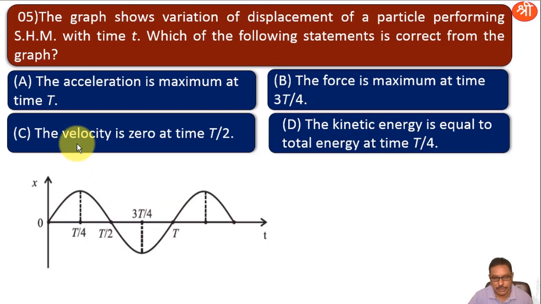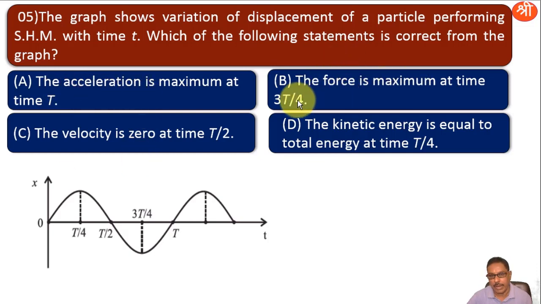We have to find which statement is correct out of these four statements. A: acceleration is maximum at T. We know that acceleration is maximum at extreme position. The extreme positions are T by 4 and 3T by 4. This T is a mean position. Here T means one oscillation is completed and the particle is at mean position, and at mean position acceleration is 0. Therefore the statement that acceleration is maximum at T is wrong, because at time T, the period, the particle is at mean position and acceleration is minimum, 0, at mean position. Therefore this statement is wrong.